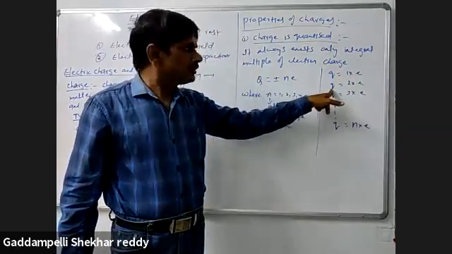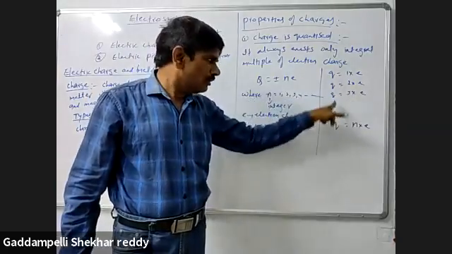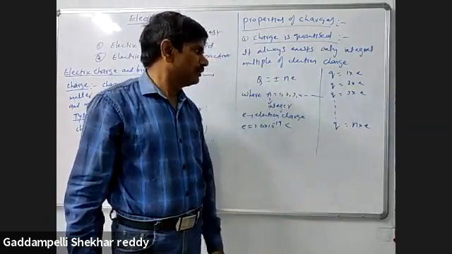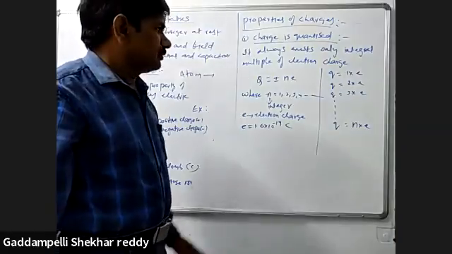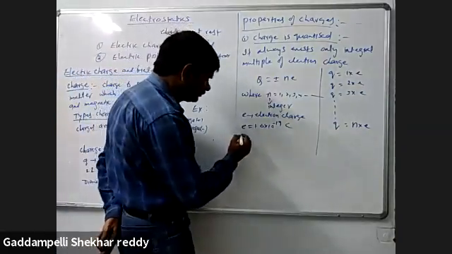Suppose a body loses 2 electrons, 2 into e; 3 electrons, 3 into e; n electrons, n into e. So here plus or minus, when will we use the plus and minus?